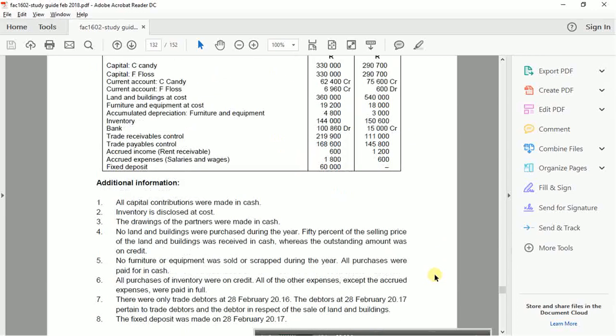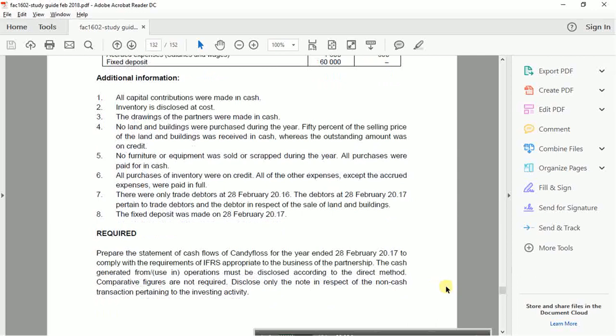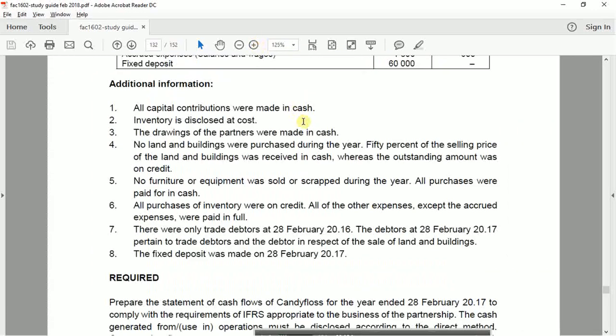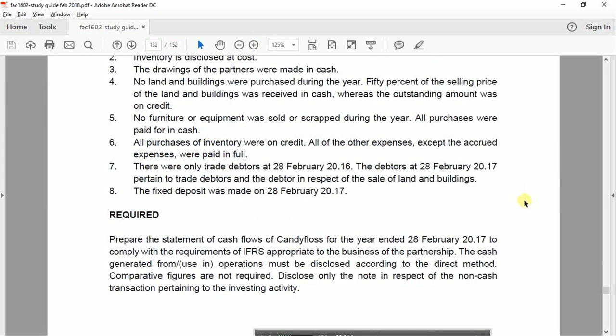All right, so that's what they've given you. There's additional information. Let's read the required. Prepare the statement of cash flows of Candy Cross for the year ended 28 February 2017 to comply with the requirements of IFRS appropriate to the business of the partnership. The cash generated from or used in operations must be disclosed according to the direct method. So, very, very important. All you need to do, you have to do the operating section, and it's a direct method. That means non-cash items don't have to be accounted for.